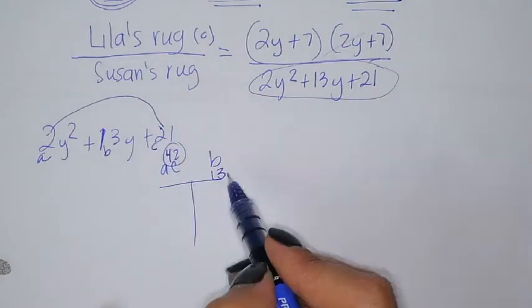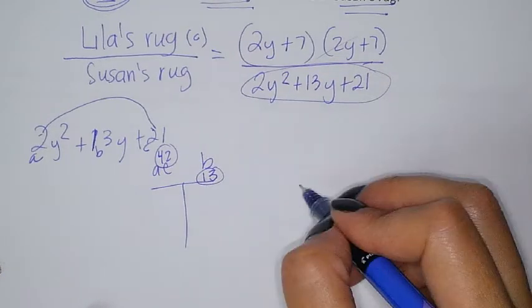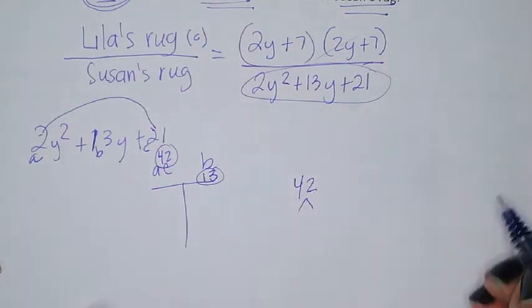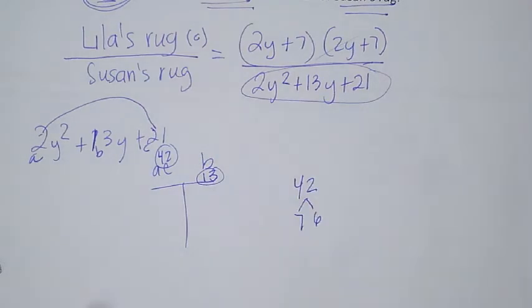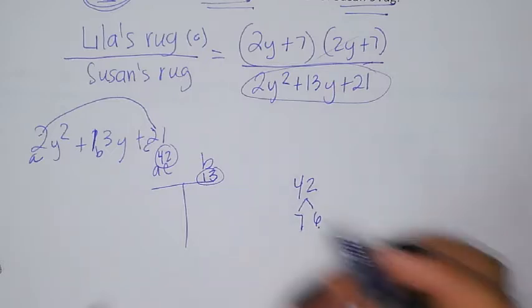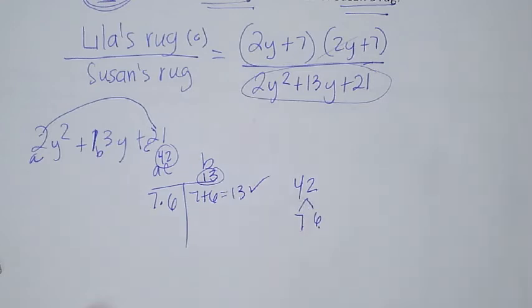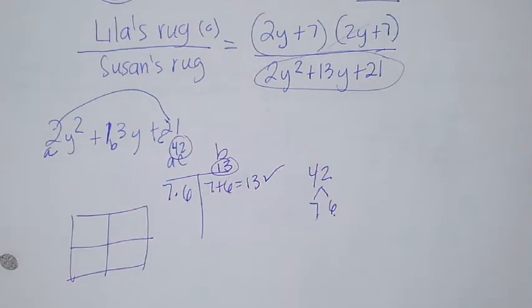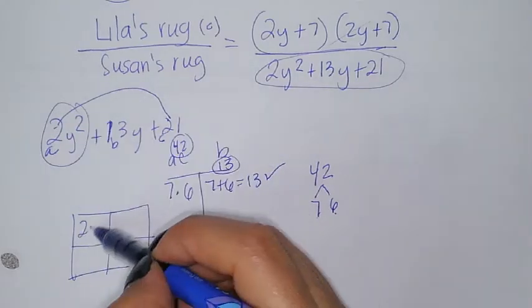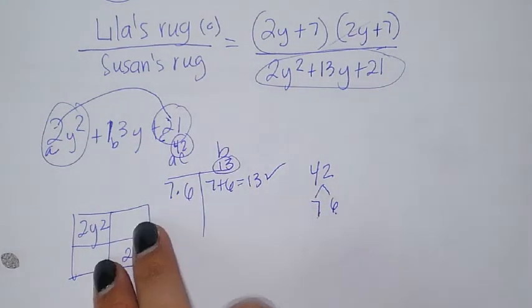So factors of 42 that add up to 13. If you can't think of any, then you do a factor tree for 42. And then you think, for example, 7 times 6 is 42. And then you can stop there because you realize, oh, 7 plus 6 is 13, so I don't need any more. Okay? I'm going to do box method here, the tabular. Remember, box means tabular. The 2y squared goes here, the 21 goes here. The 7 and the 6 go there.